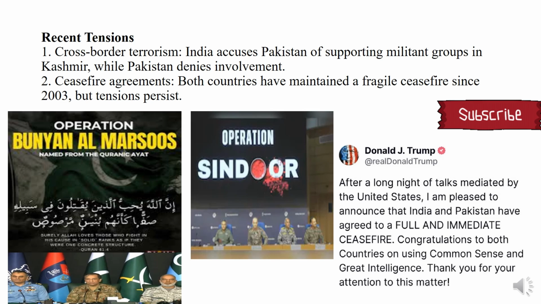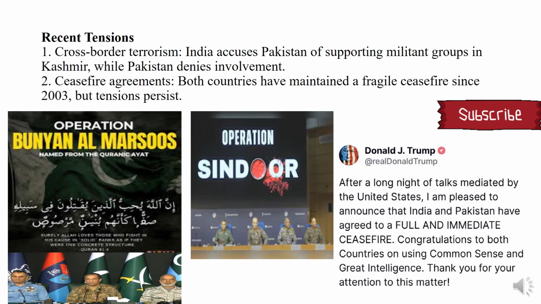Here, the Pakistani operation started with the name Bunyan al-Marsus, taken from a Quran ayah: Inna Allaha yuhibbul lazina yuqatiluna fi sabilihi saffan kannahum bunyanum marsus, which translates to a lead-plated wall. And on the other hand, the Indians started their operation with the name Sindoor.